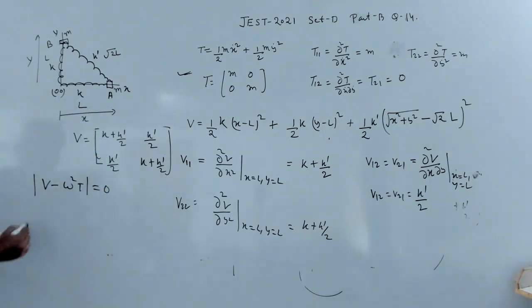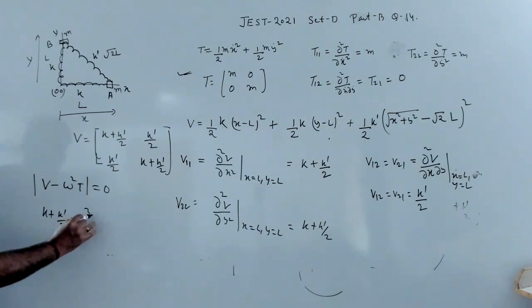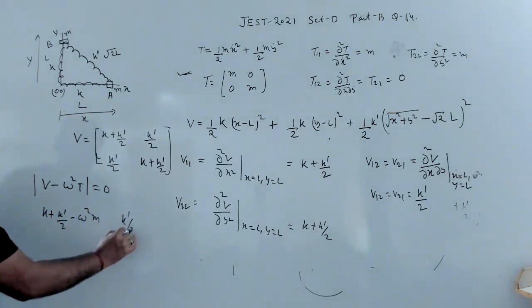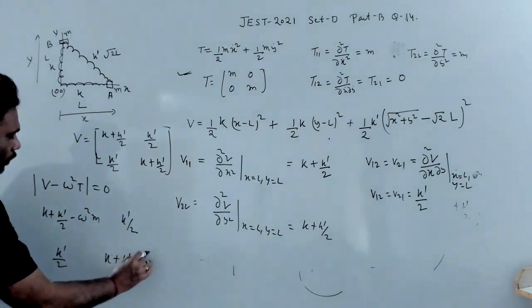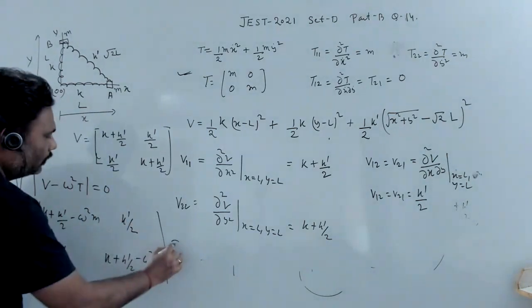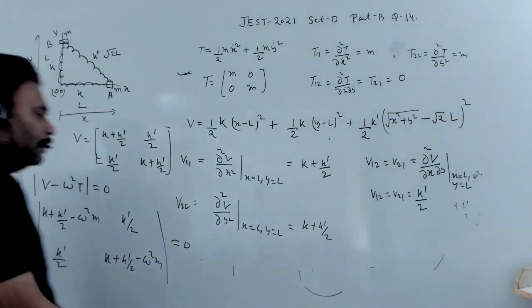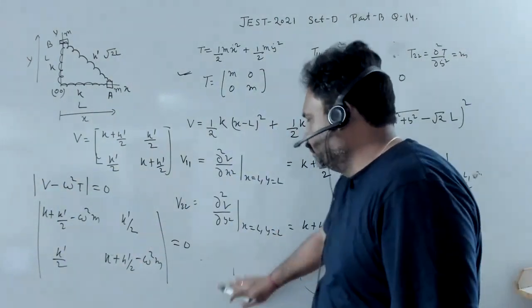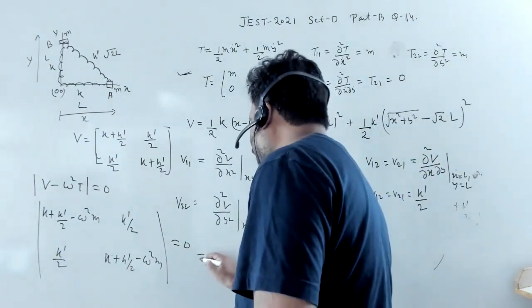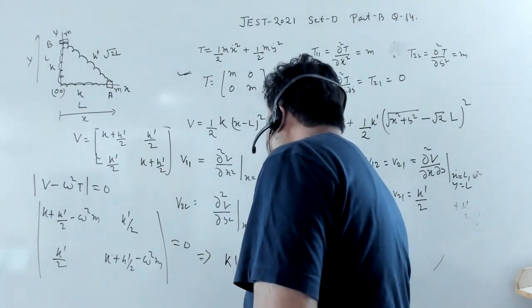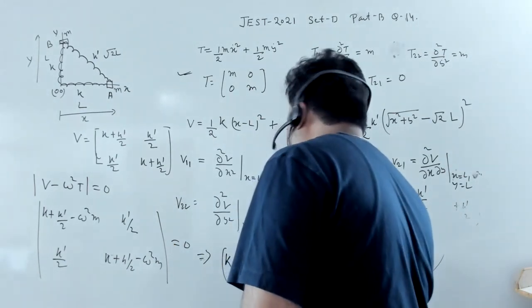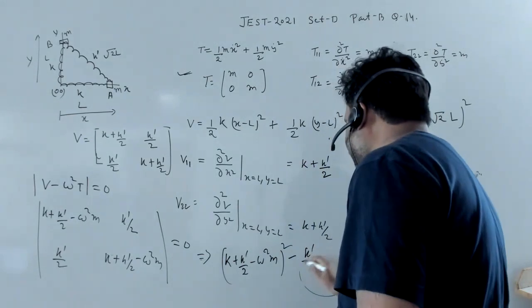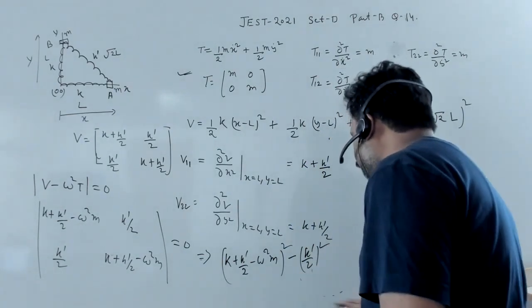And then we can write this as k plus k dash by 2 minus omega square M, k dash by 2, k dash by 2, k plus k dash by 2 minus omega square M. The determinant of this must be equal to 0. So this is a very simple determinant, just a symmetric thing. If we open it, we have basically k plus k dash by 2 minus omega square M whole square minus k dash by 2 whole square must be equal to 0.